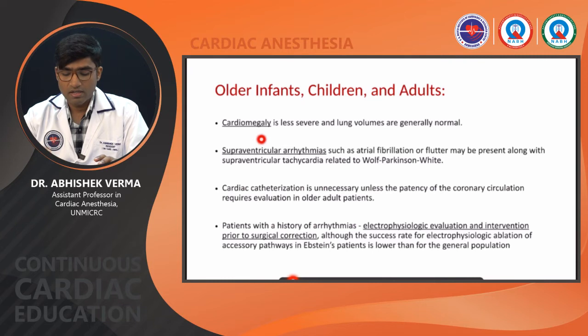We also find cardiomegaly on the X-ray. On the ECG, we find supraventricular arrhythmias such as atrial fibrillation and flutter may be present. Cardiac catheterization is unnecessary unless there is a question about the patency of the coronary circulation. In patients with a history of arrhythmia, we have to go for electrophysiologic evaluation and intervention prior to surgical correction, because surgery itself can lead to arrhythmia. So we have to know previously what is going on pre-op, then what we do intra-op, and then how to manage post-operatively.